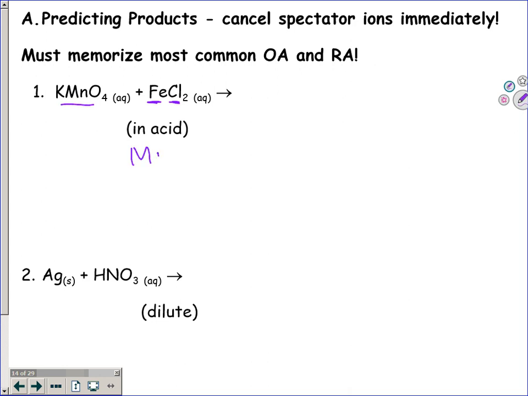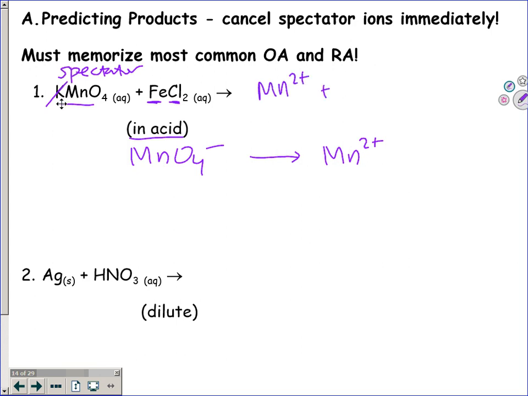So write your half reaction with permanganate. Notice I'm canceling out the spectator. If you ever have a spectator, just get rid of it at the beginning because it'll eliminate your frustration. So permanganate in acid, notice it says in acid, has to produce what? Look at your list for now. Manganese 2. All right, so that's our first half reaction. We just predicted that permanganate goes to Mn2+.